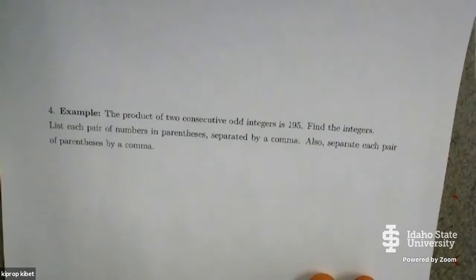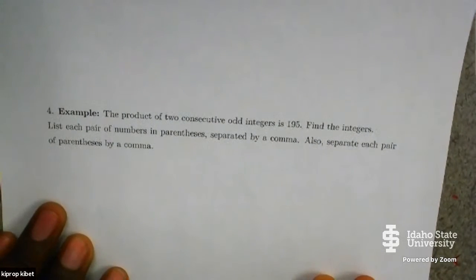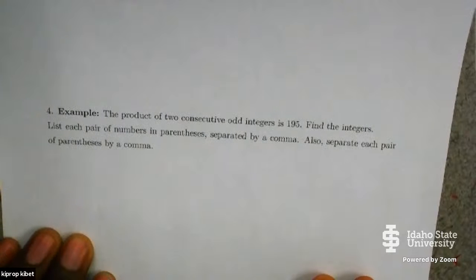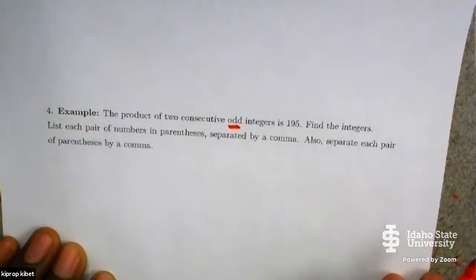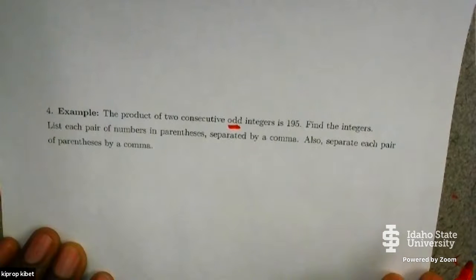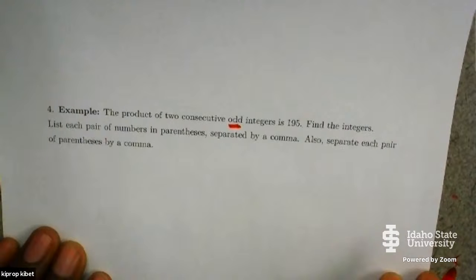Okay, so the product of two consecutive odd integers is 195. Find the integers, list each pair of the numbers in parentheses separated by a comma.